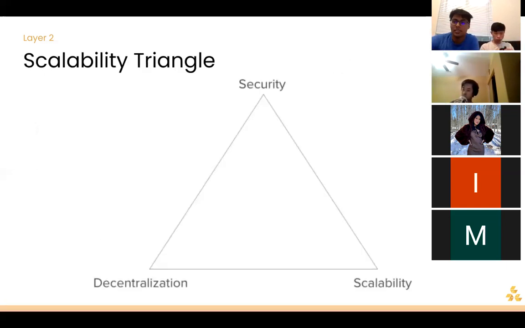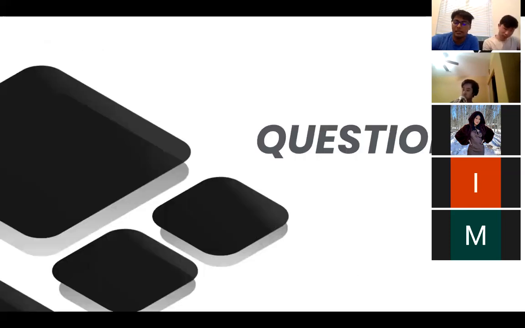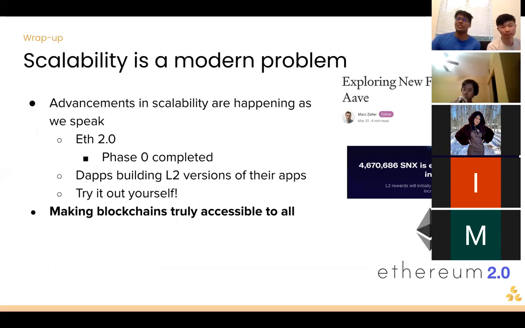But yeah, any other questions on rollups? All right. I'll just end us off with a little bit of inspiration. Scalability is the most modern problem, the most modern concept in blockchain. So it's really great that you're learning it right now. Advancements in scalability are happening as we speak. I have mentioned ETH 2.0 a little bit. That is basically Ethereum's entire movement to scale itself.